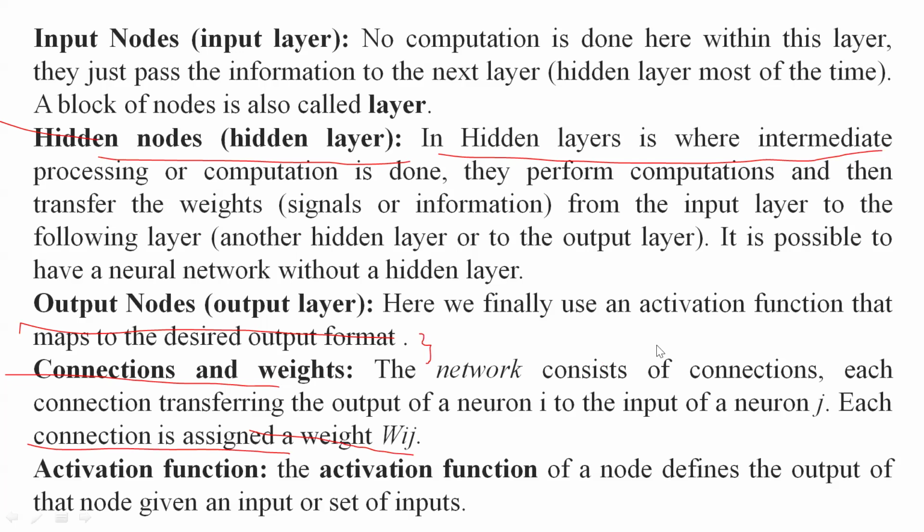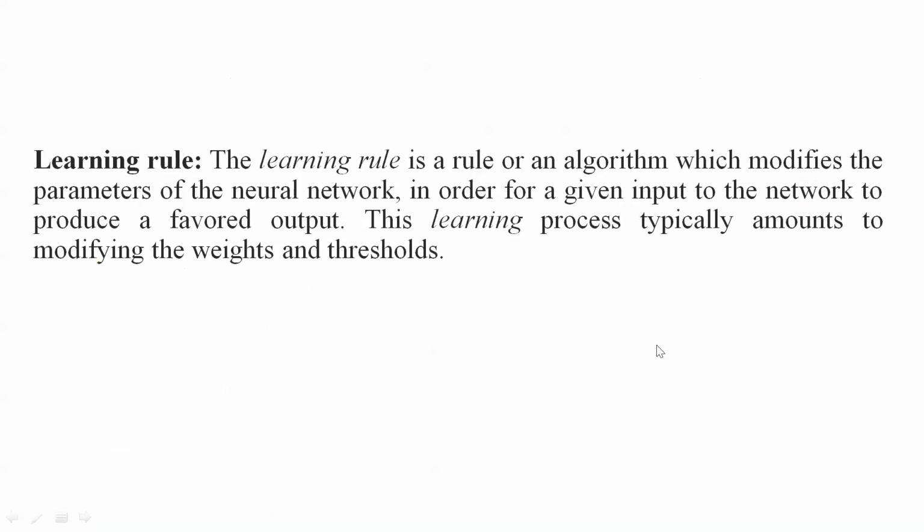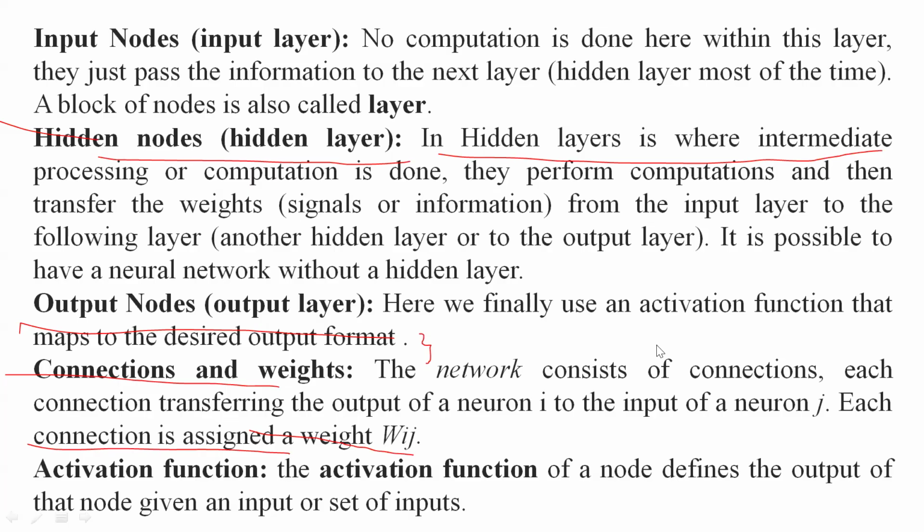That activation function basically defines the output of that node given an input or a set of inputs. It means I'm pushing one value, but my output should be activated to transfer to multiple inputs.